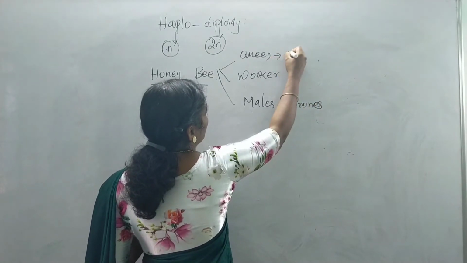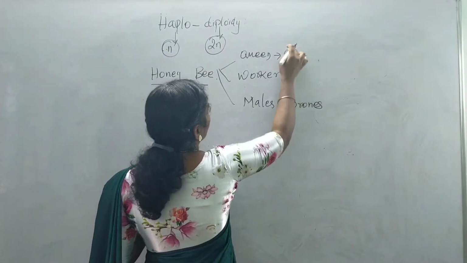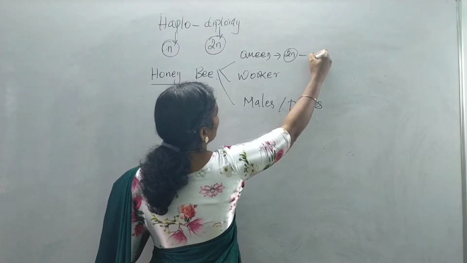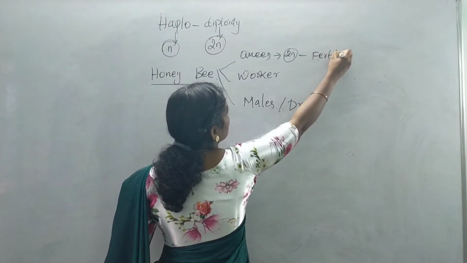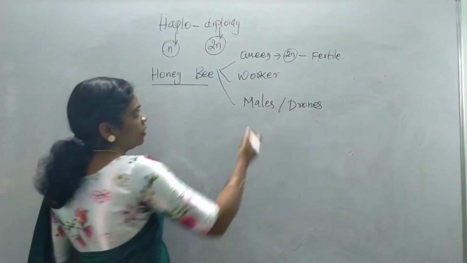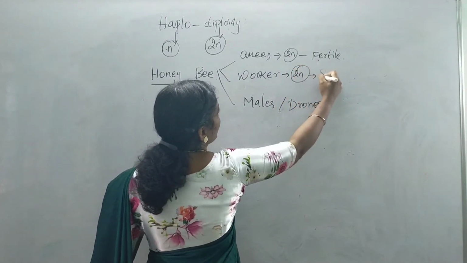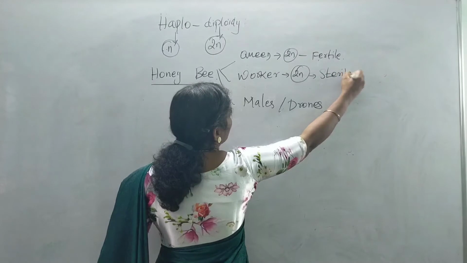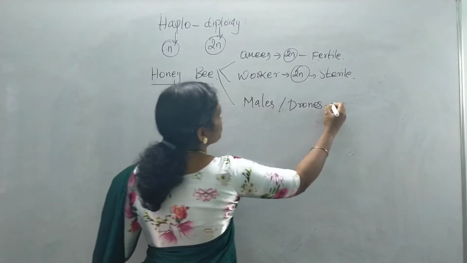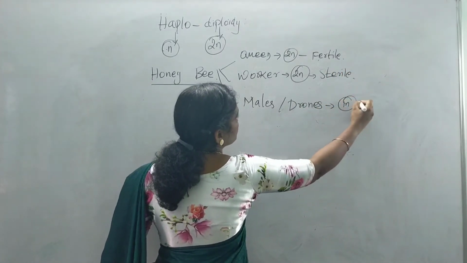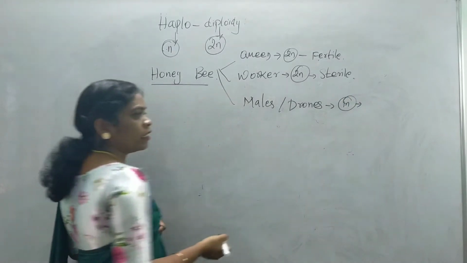This queen bee is a diploid organism. She can reproduce, so she is known as a fertile organism. The worker bees also have 2n chromosomes, but they are sterile; they cannot reproduce. But the males have 1n chromosomes and they are involved in reproduction.